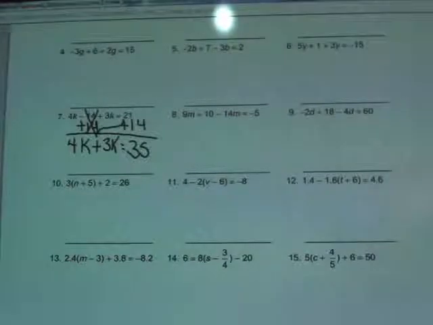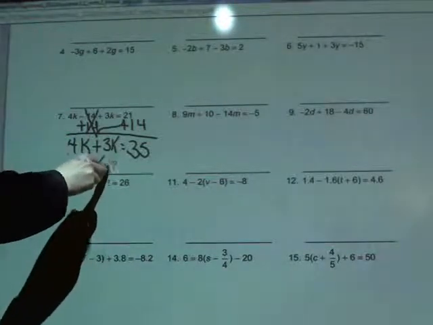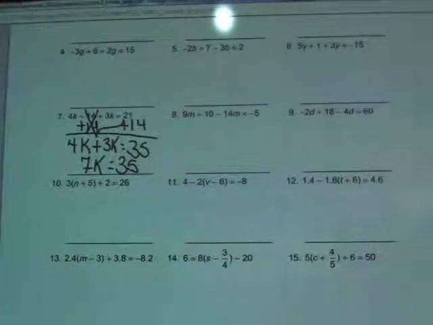Well, now I have two variable terms on the left side, and I want to combine those, which is, again, called combining like terms. If I have 4k's and I add 3 more k's, what you end up with is 7k's. So that whole left side is going to simplify to 7k, and it's going to equal 35.